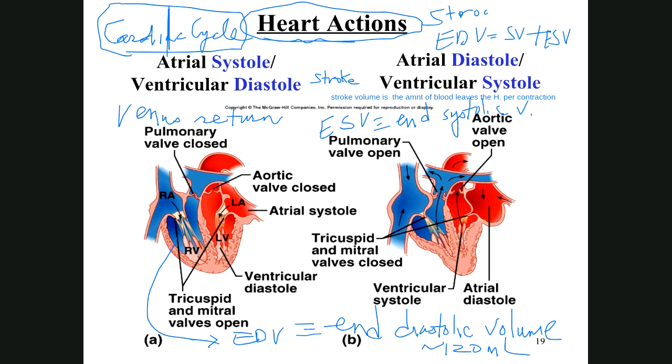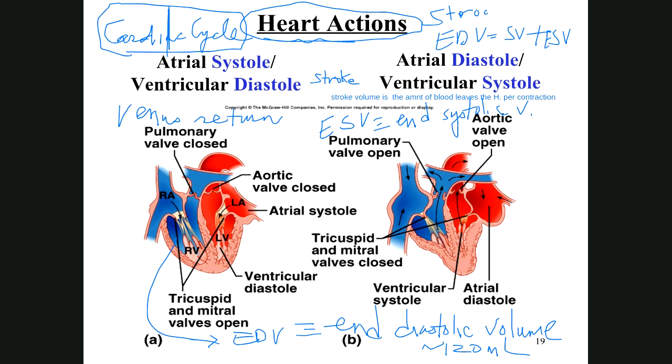That's the basis for understanding the physiology of this heart. End diastolic volume is equal to stroke volume plus end systolic volume. Right? Anyone have a question with that?